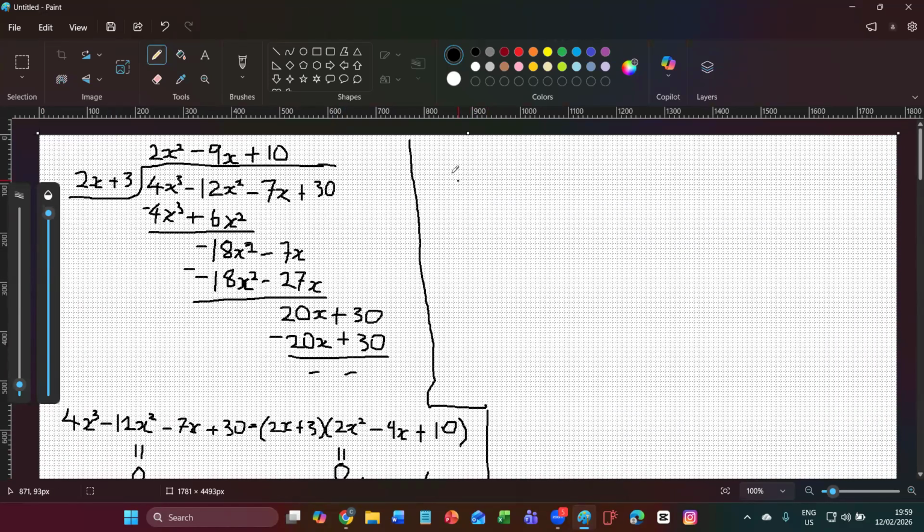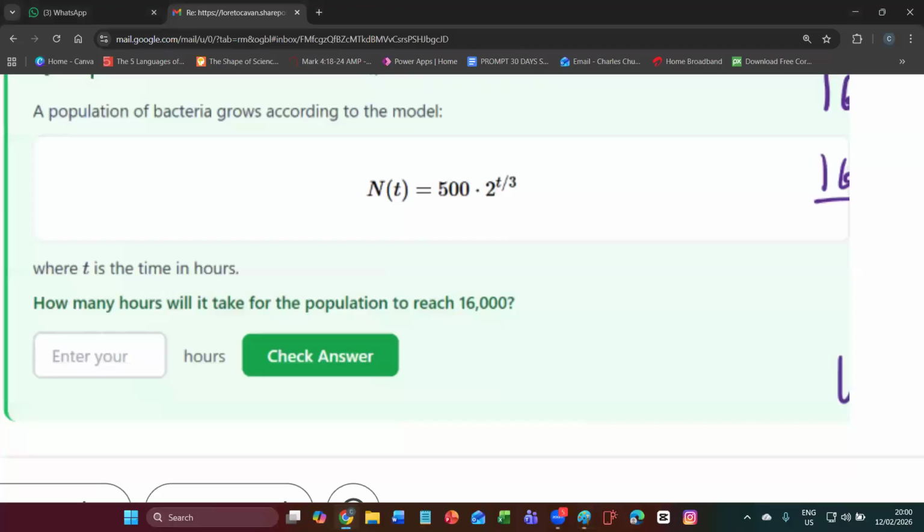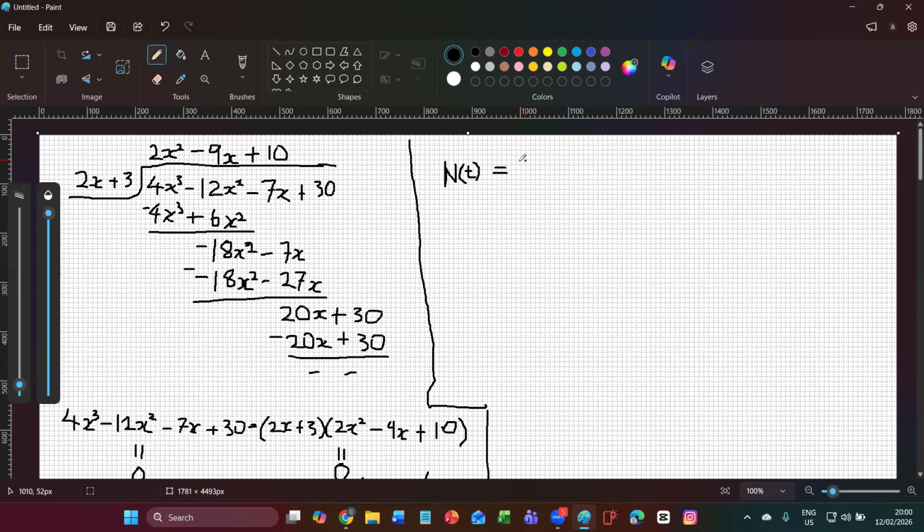Alright, so let me write the equation. N of t equals what? Was that 500? Yeah, 500 times 2 to the power of t over 3.